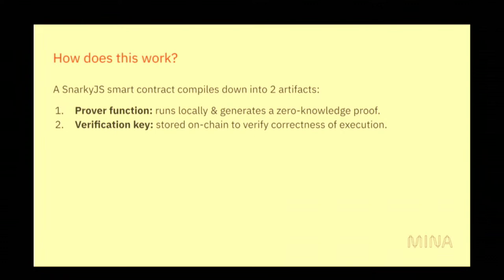And so this verification key is a small, random-looking number that is computed by really complicated means, but ultimately can be used to verify that any interaction that you have with your smart contract is a valid interaction for the code that you used to generate it.